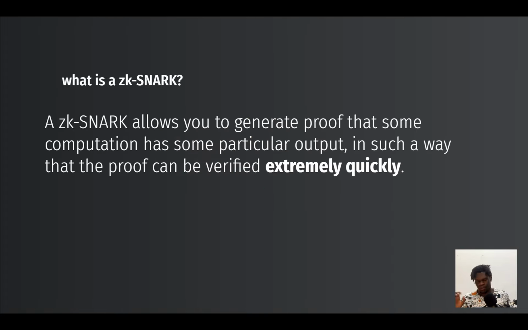So what exactly does that mean? Again, we'll get into all of that. A zk-SNARK allows you to generate proof that some computation has some particular output in such a way that the proof can be verified extremely quickly. The key words are extremely quickly, and that is why SNARKs are succinct, because they can be verified quickly as opposed to STARKs. We'll get into all of that, but the selling point primarily with SNARKs is the ability of them being verified extremely quickly, right?